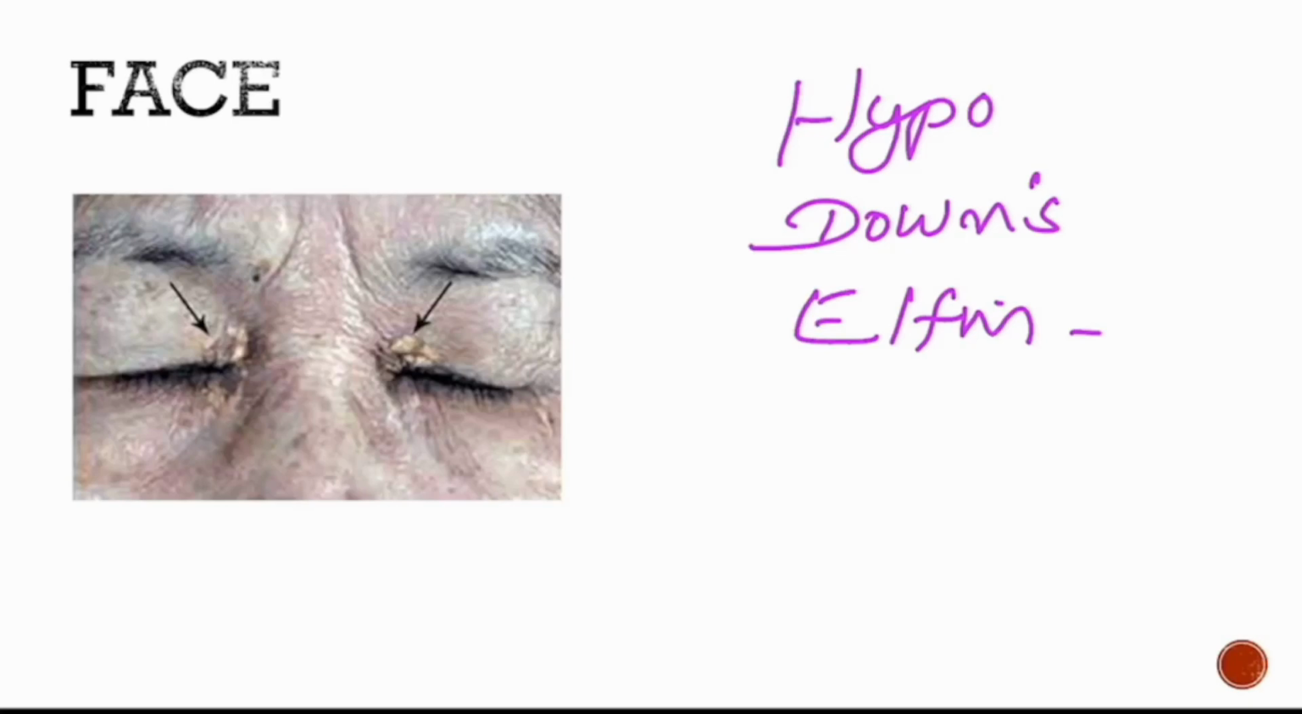Then abnormalities in the face, like xanthoma. So yellowish plaques like this, which are suggestive of dyslipidemia, but this can be seen in persons without dyslipidemia also. That should also be kept in mind.